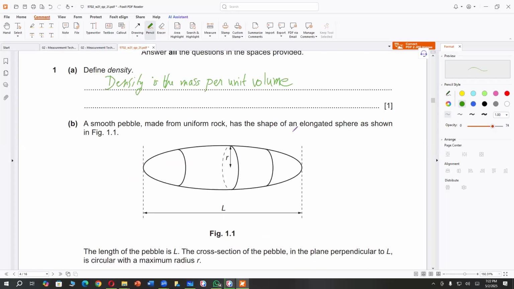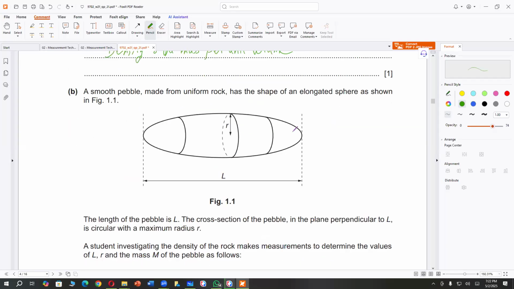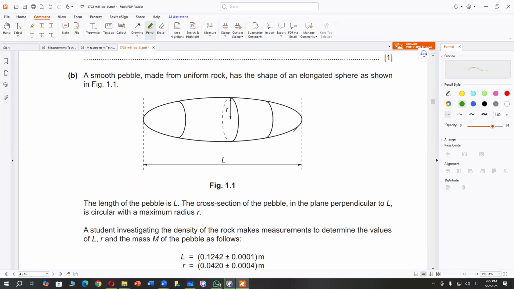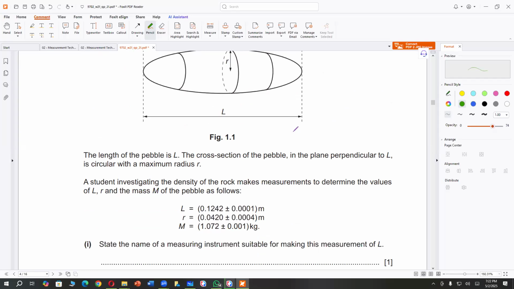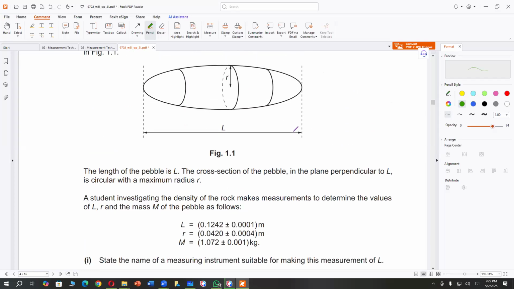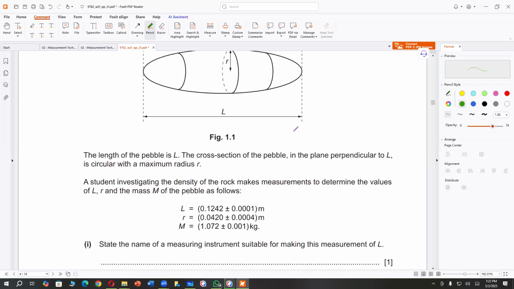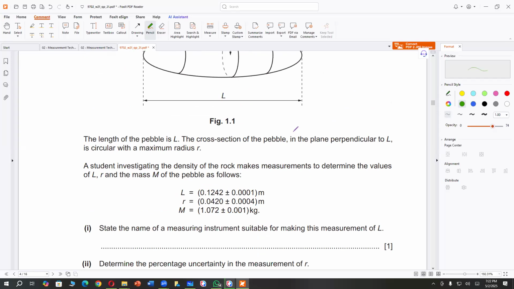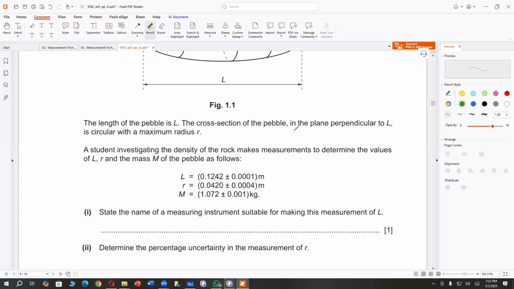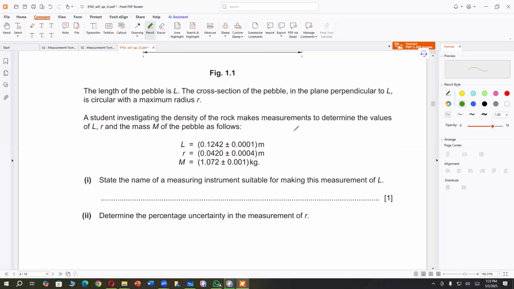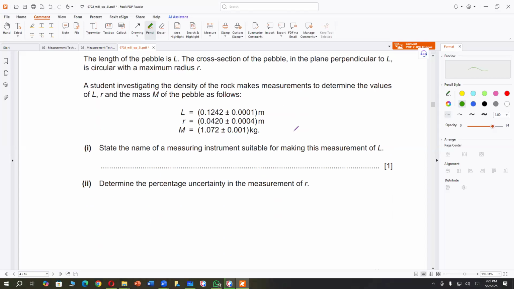This is the definition. A smooth pebble made from uniform rock has the shape of an elongated sphere as shown. The length of the pebble is L. The cross-section in the plane perpendicular to L is circular with a maximum radius R. A student investigating the density of the rock makes measurements to determine the values of L, R, and mass M. State the name of a measuring instrument suitable for making this measurement of L.